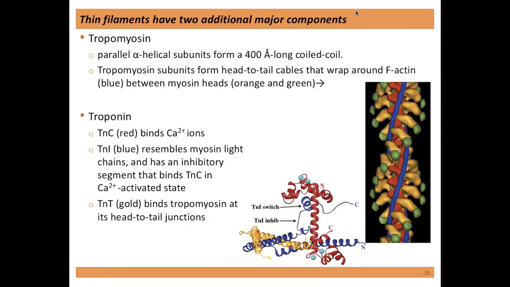And in this drawing over here, you can see it wrapping around and in between the myosin heads. The F-actin is blue, and the myosin heads are orange and green, and tropomyosin is going to wrap itself around there. Actually, I think there's an error there. Sorry, the F-actin should be red, and the tropomyosin is what's blue. It's this linear chain that's wrapping around there. We'll see a better picture in a second.